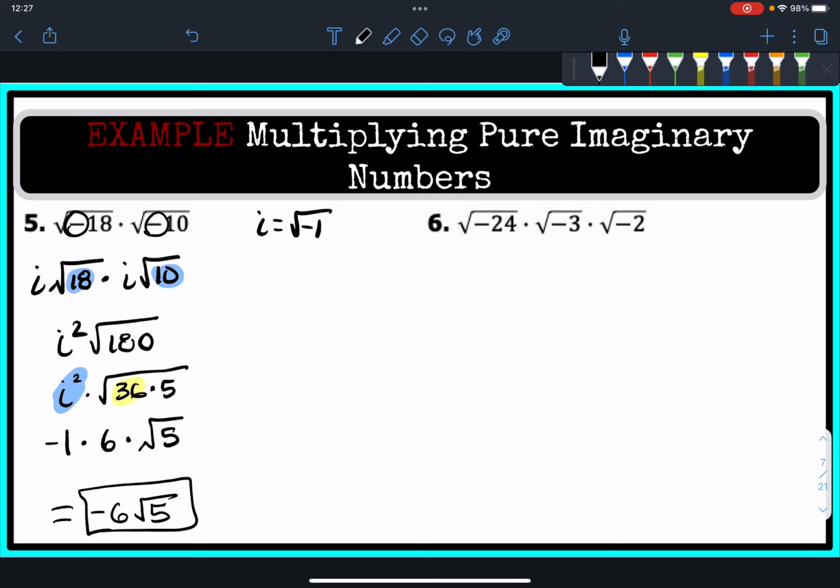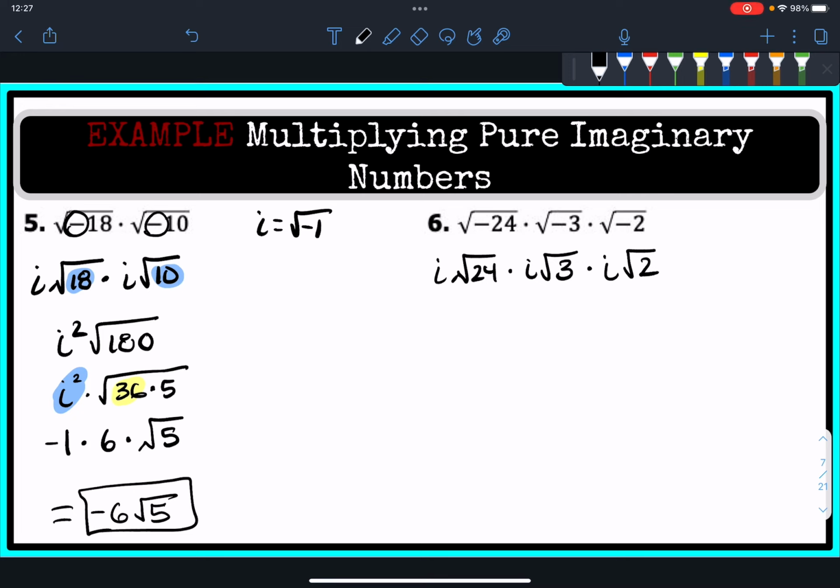So for number 6, again, we follow the same rule. Just to reiterate this, we're not allowed to multiply negative radicands. So the first thing I'm going to do is take the square root of that negative sign, which is going to equal i on every single one of these. So we have i times the square root of 24, times i and the square root of positive 3, times i and the square root of 2.